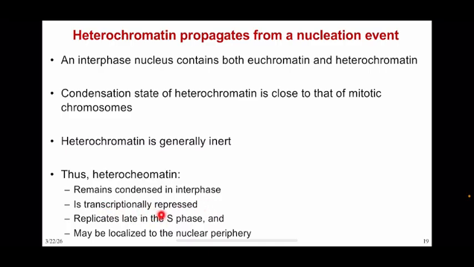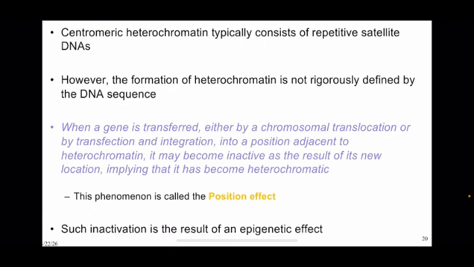So mostly in cell replication, the euchromatic regions are replicated first, and the heterochromatic regions are replicated later in the S phase. Okay, and they are mostly localized at the nuclear periphery. I think this will be talked about as well. They are associated with the nuclear lamina and so on.